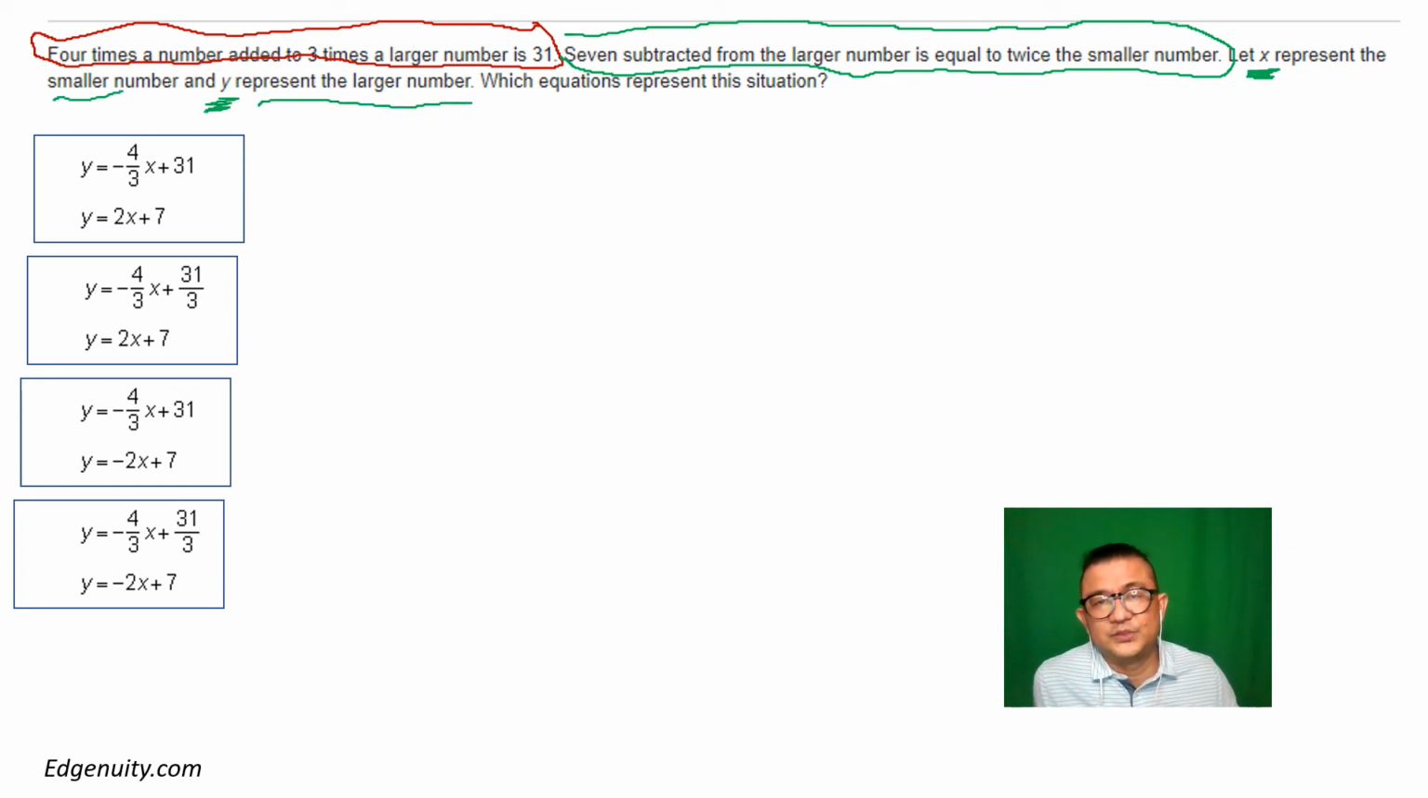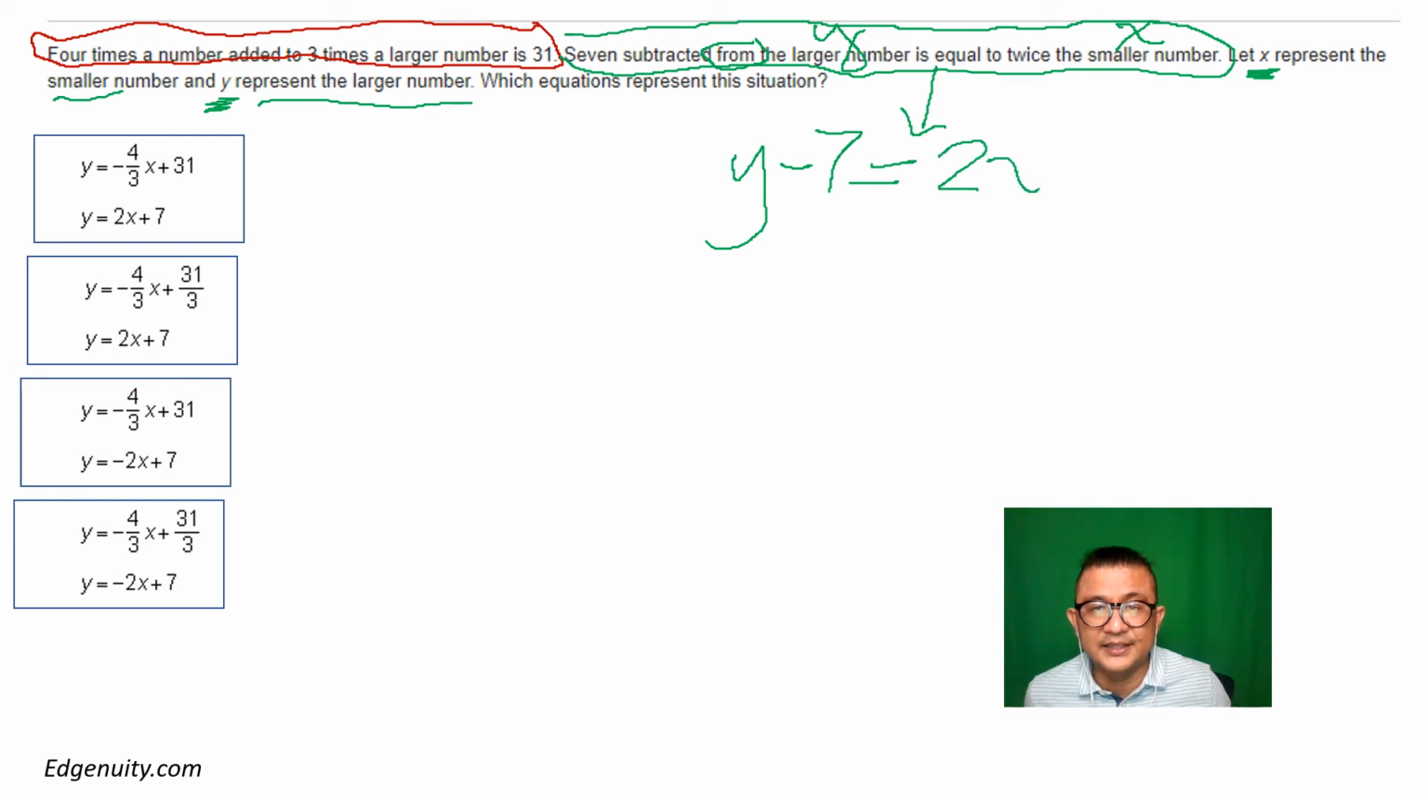But guess what? X is the smaller number and y is the larger number. Let's focus first with the green. 7 subtracted from the larger number, you know that's a y, is equal to twice the smaller number, that's the x. Okay, let's make an equation out of that. 7 subtracted from, from the word from, okay, y minus 7. See that? Y minus 7 is equal to twice the smaller number, 2 times x. So that's equation number 1. Let's now look at equation number 2.